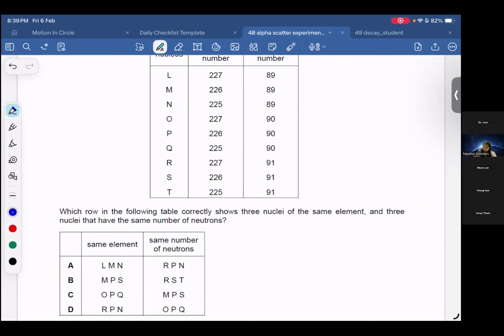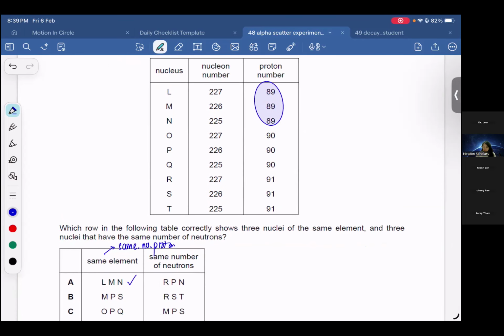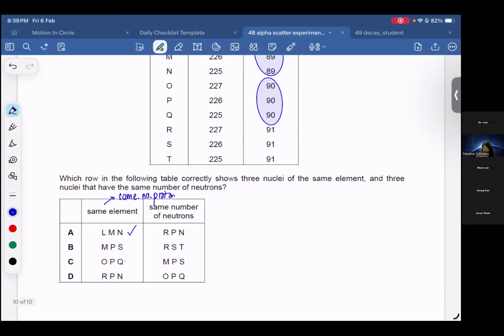Same elements means that they are isotopes, with the same number of protons. So we look at the proton number. This is one pair, LMN, correct? LMN is correct. Then this must be another pair, OPQ, correct? Then the last pair is here, 91, 91, 91. This one is RST. So that means our answer should be A or C.